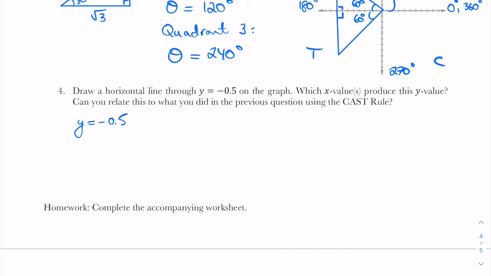So y equals negative 0.5 when x equals 120 degrees or 240 degrees. And I'll just make a note again, this is consistent with the cast rule.